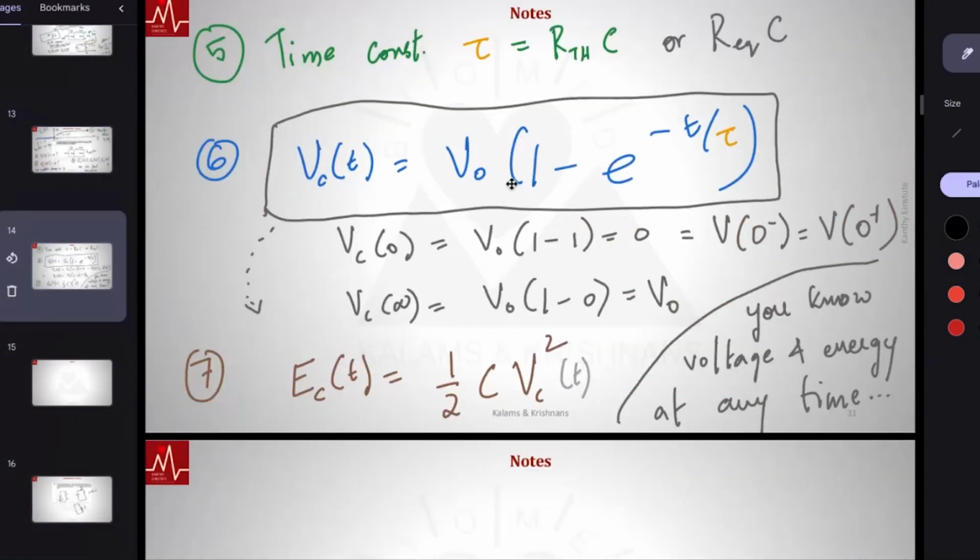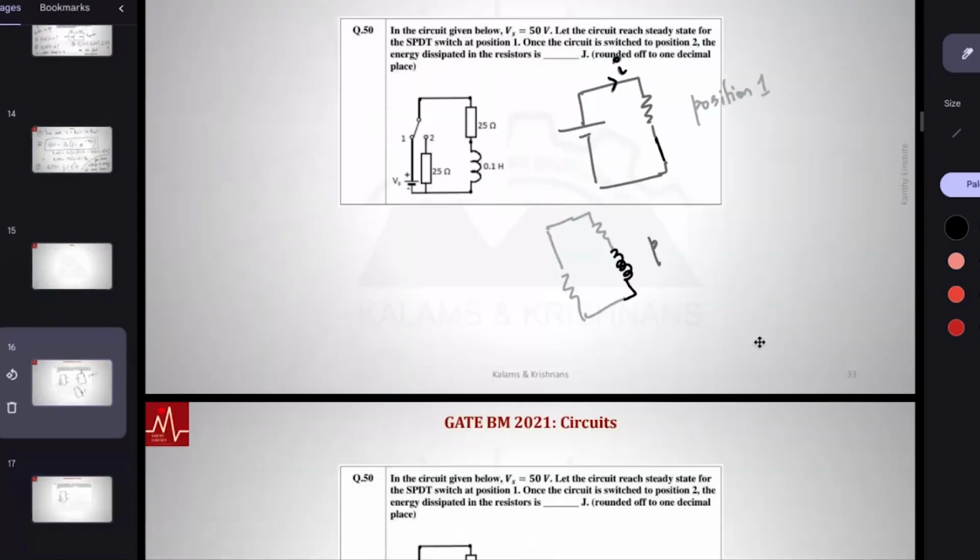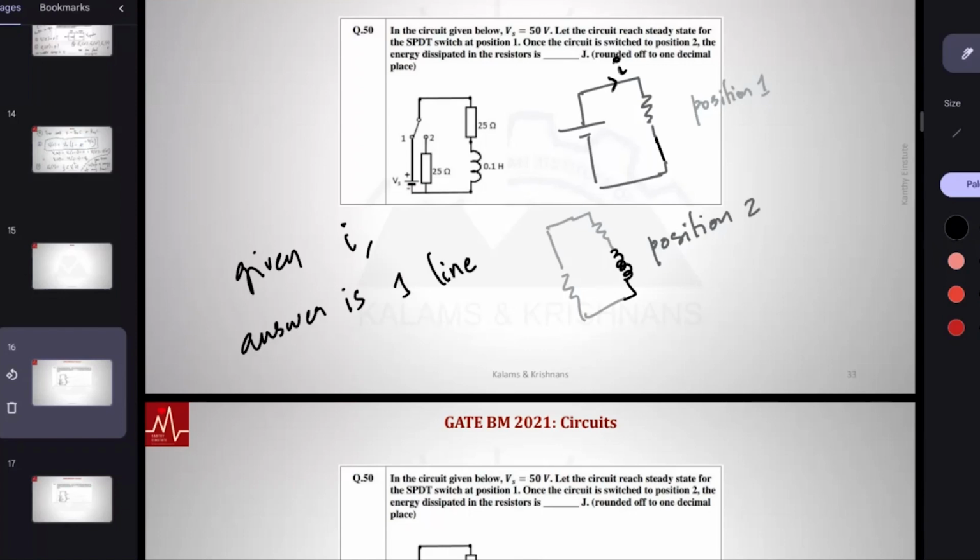Okay, I'll recap and then we'll solve this. Where we stopped is that finding the steady state current is fairly easy. Once you know that, you can write down the answer. I is 50 by 25, since the inductor is shorted, which is 2. So I is 2.